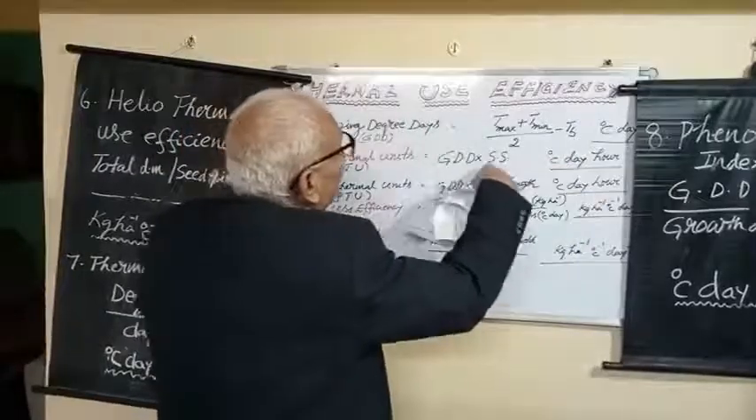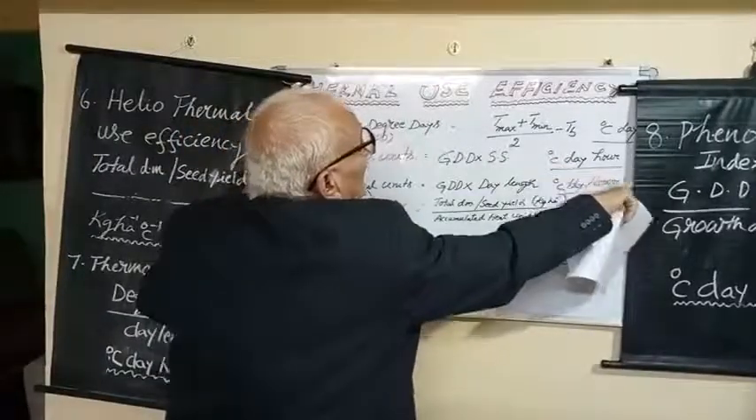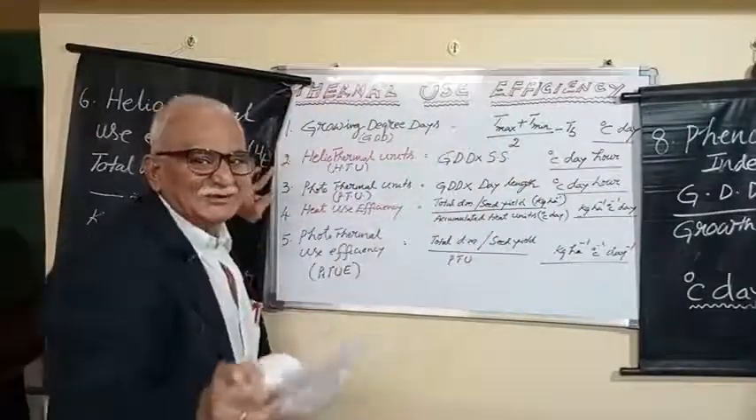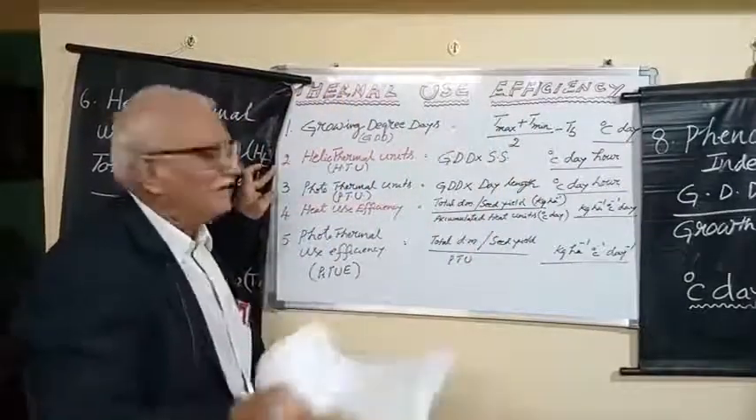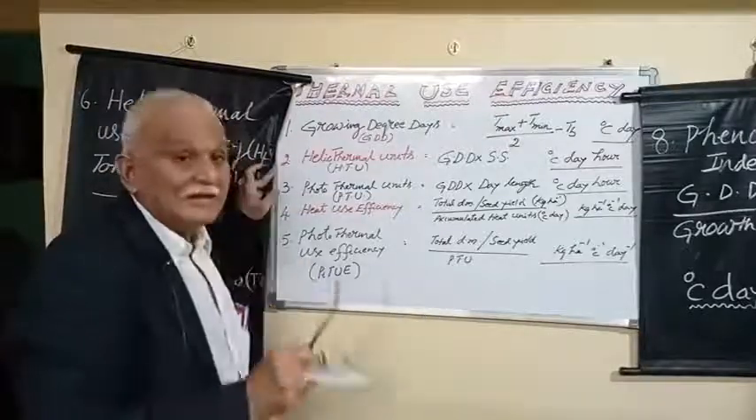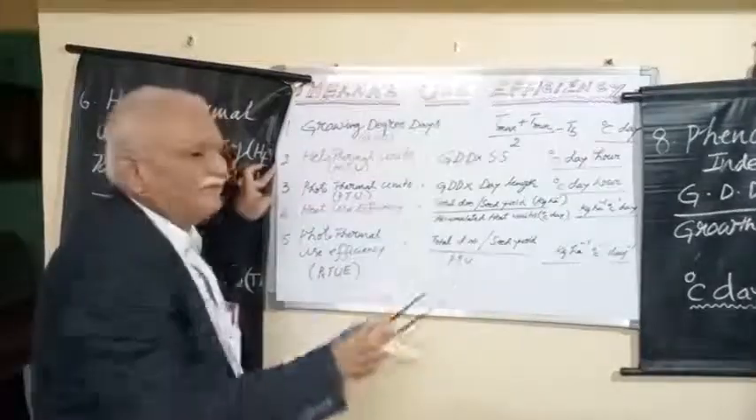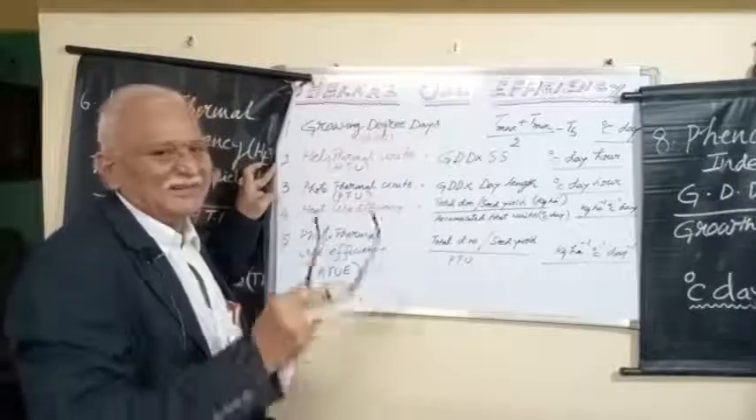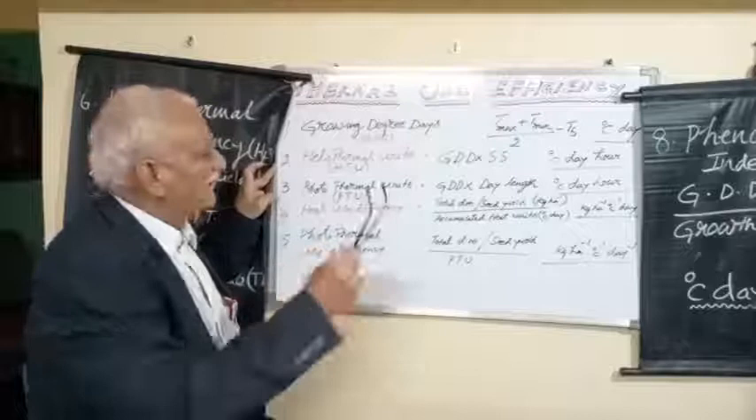This is not divided by, it is into. That's why degree day hour. Here degree centigrade day is the units per growing degree days. These bits will come. You are going to calculate even for JRF, SRF, NET. These equations we have to know by heart. You should know by heart not only the units but also the equations.